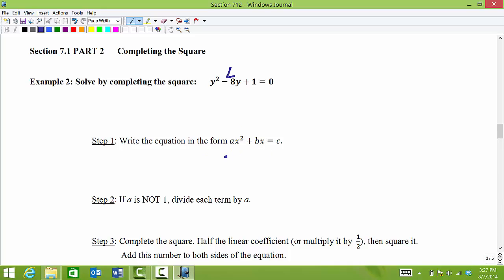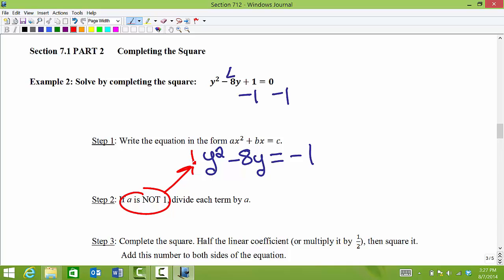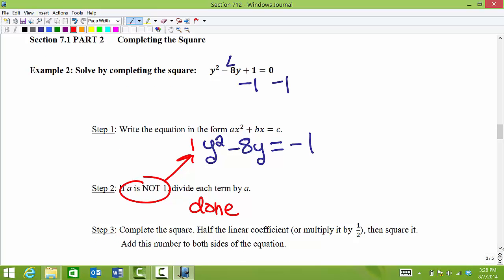We want to get the variable terms on one side and the number on the other. So we will move the constant to the other side by subtracting 1. We have y squared minus 8y is equal to negative 1. The next thing we want to make sure of is that the a, the coefficient of the quadratic term, is 1. It is 1, so we can go ahead and say that we are done with that step, and we will move on to the next step here.